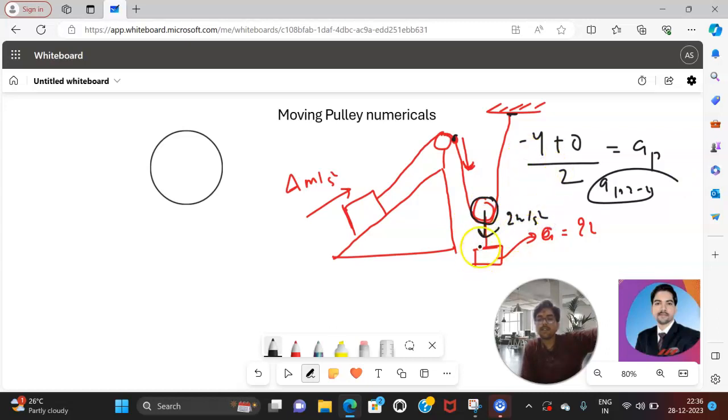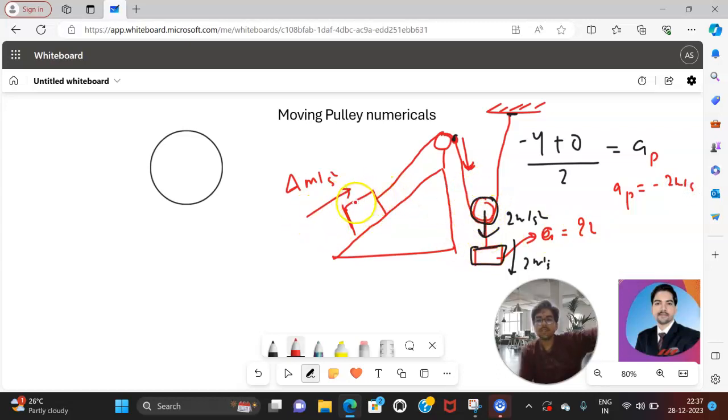Minus means it is going down. So if this pulley is going down with 2 meter per second square, this block will also move with 2 meter per second square because it is a connected mass system. Clear? So let me rub this. This comes out to be how much? Acceleration of the pulley comes out to be minus 2 meter per second square. Minus is indicating it is going down.